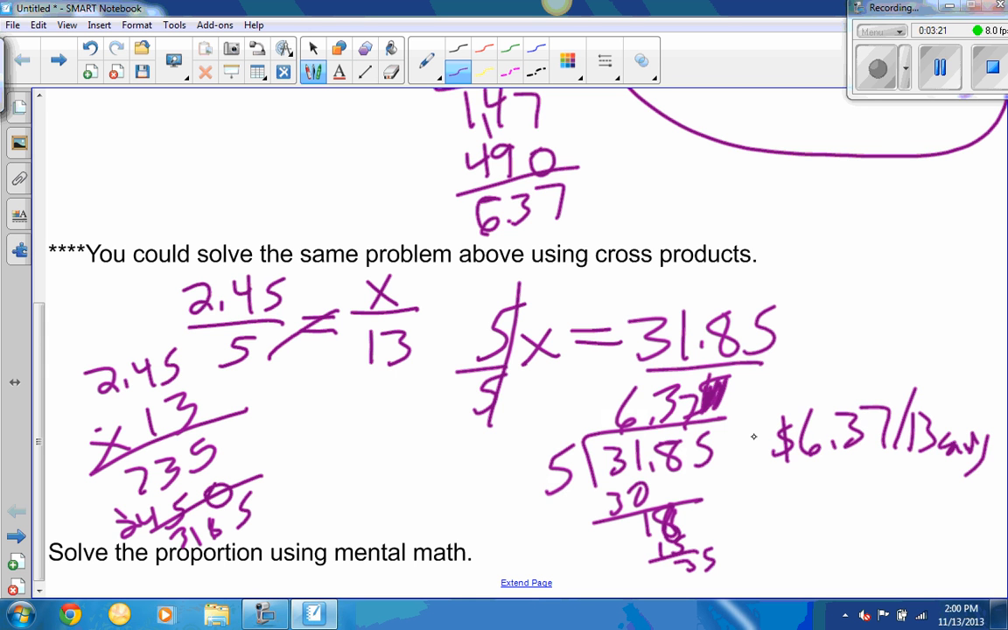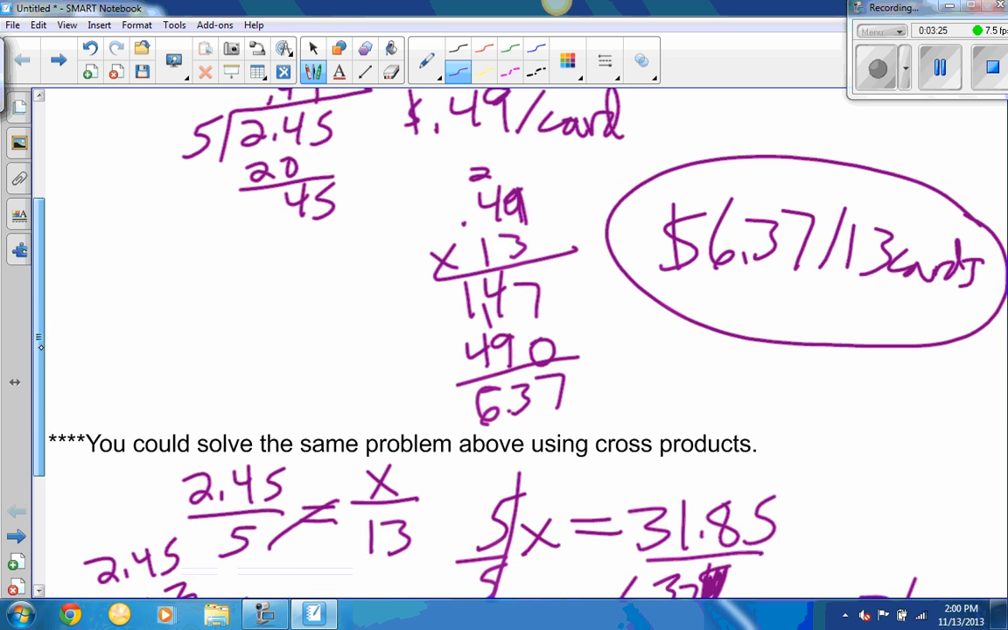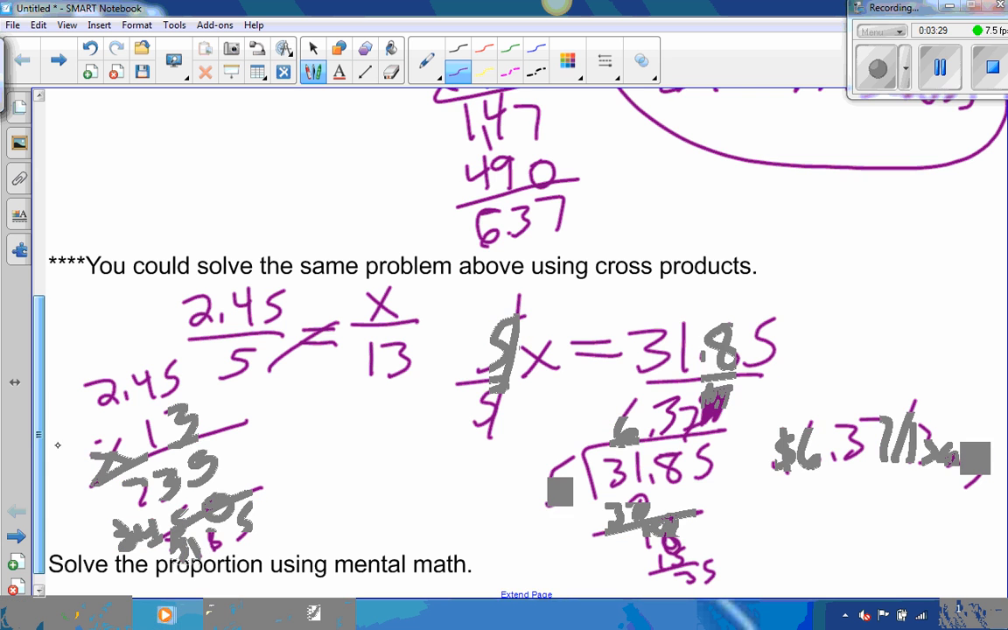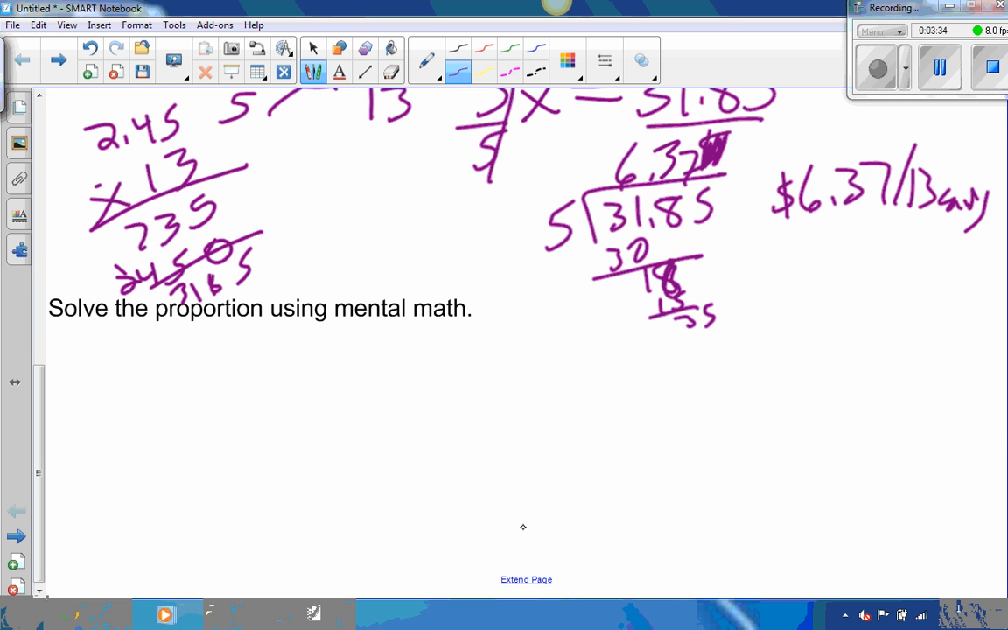So I got the same exact answer that I got up here. Look, $6.37 for 13 cards. That was just using the unit rate. And here I did the same exact problem, but I used cross products. So there's 2 ways that you can do it. And there actually is another way here.